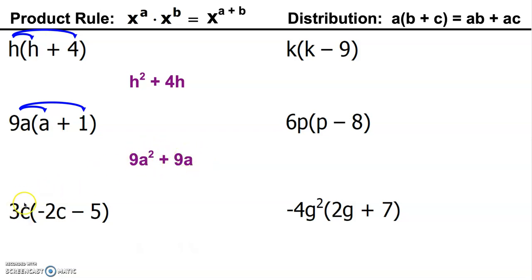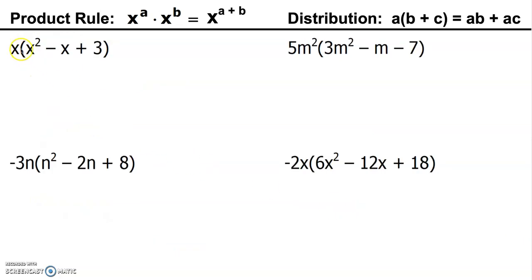Here I'm distributing the 3c. So I'm going to be multiplying 3c times a negative 2c and 3c times a negative 5. So 3c times a negative 2c becomes negative 6c squared. 3 times negative 5 becomes negative 15, and then we have that c on the end. These three on this side will be on your own problems.